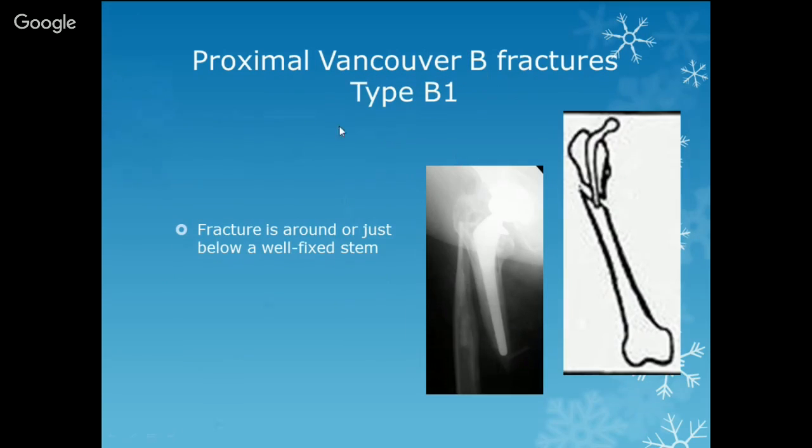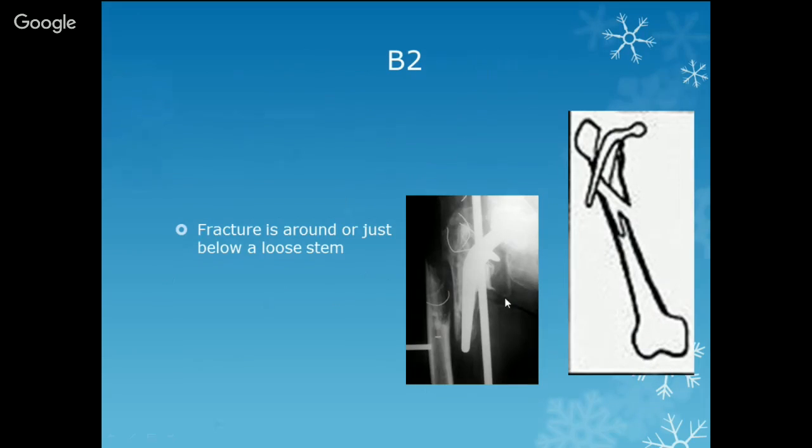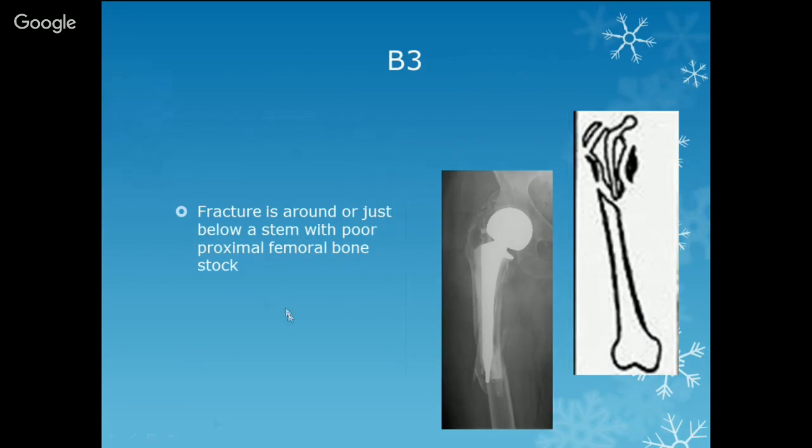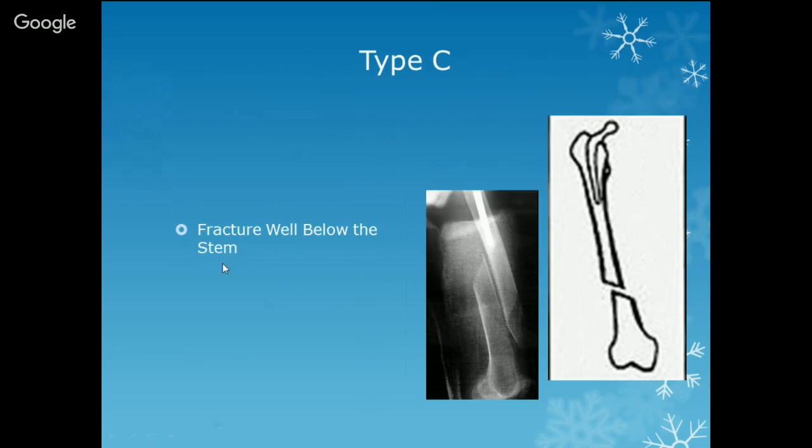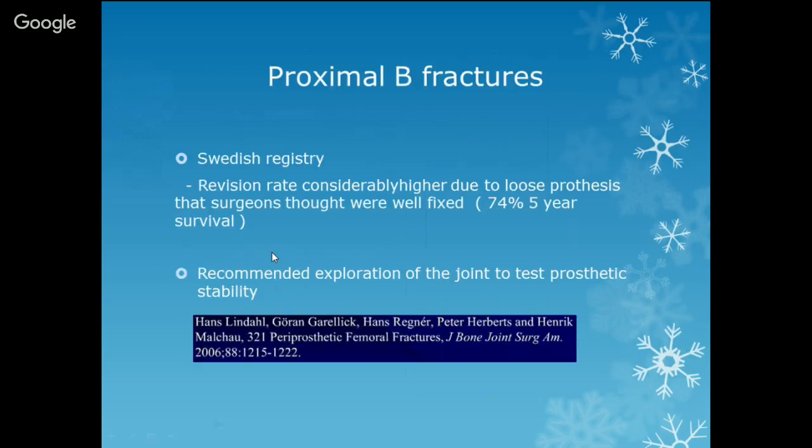Now Vancouver type B fracture. Type B fractures are of 3 types: B1, B2, B3. In B1 fracture, the fracture is around or just below a well-fixed stem. The stem is well fixed. That is important. Type B2 fracture is around or just below a loose stem. The stem is not fixed. And type B3 fracture is around or just below a stem with poor proximal femoral bone stock. And type C is a fracture well below the stem.